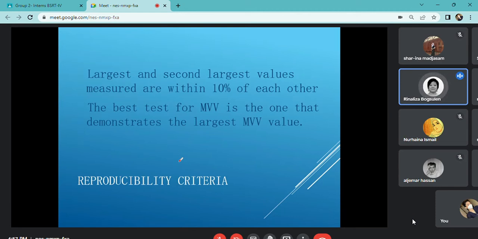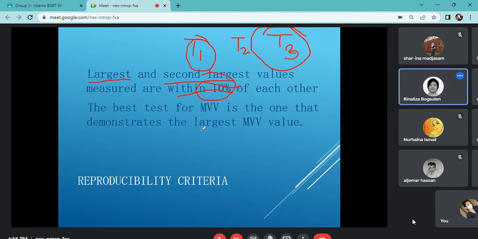Next question: is it reproducible? Again, the largest and the second largest values are within 10% of each other. It is the same as before. You get trial 1, trial 2, and get the difference, or even trial 3. This is your largest, and this is your second largest. You get the difference. If they are within 10% of each other, then that is reproducible or repeatable.